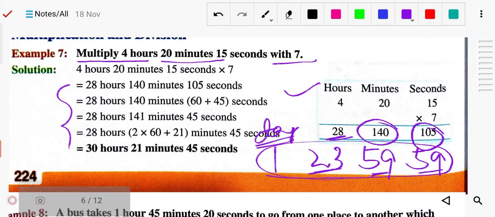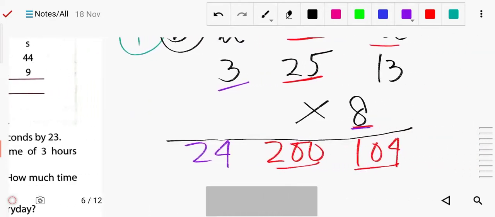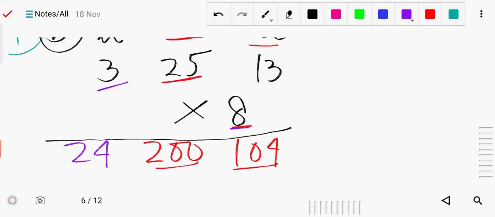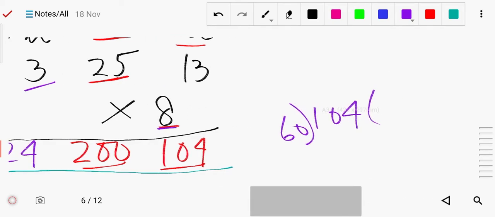We cannot write more than 59. So you can see in our answer, it is more than 59, it is 104. So what we will do, one by one we will change it. First of all, I just put one line. Now this 104 is the second, so you can divide 104 by 60 first of all, to make it minute.